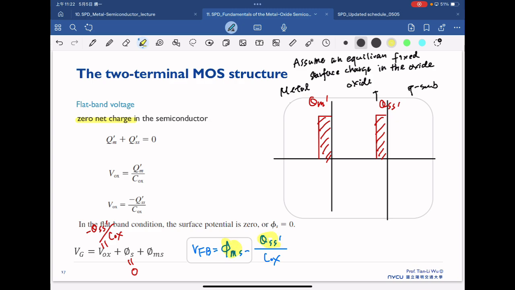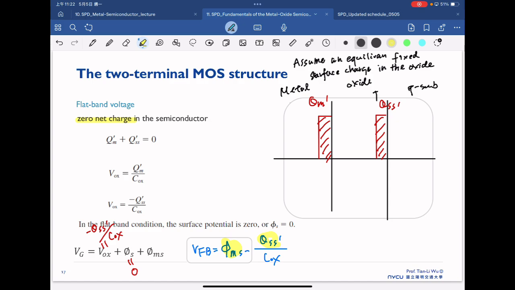Which is related to our metal work function, with also the fixed surface charge in the oxide interface here. The calculation here is not very straightforward, but in the end we want to make sure that the flat band voltage can be correlated with our metal-semiconductor work function and also the Q_SS, because here we assume that there's an equilibrium fixed surface charge that can balance the charge on the metal side, in the end creating a zero net charge.